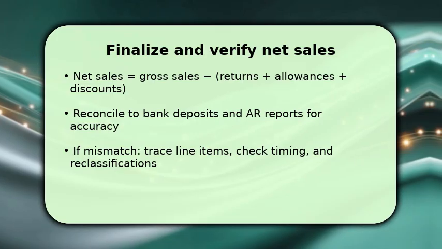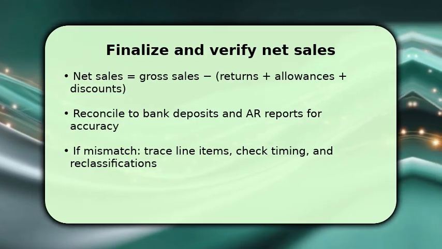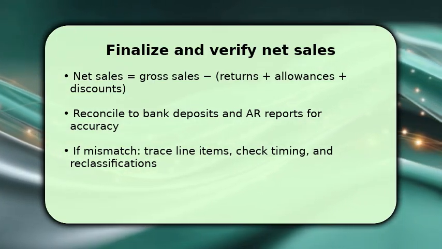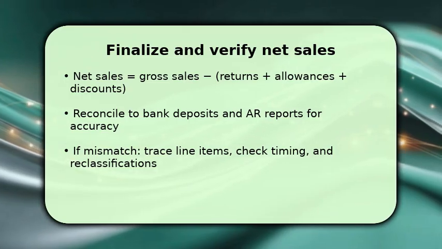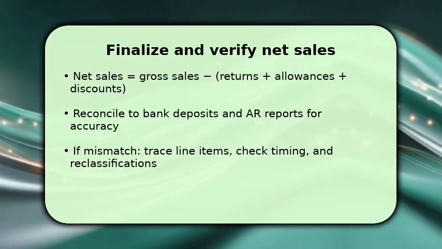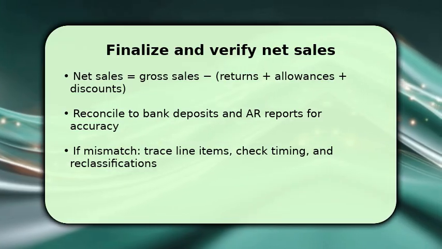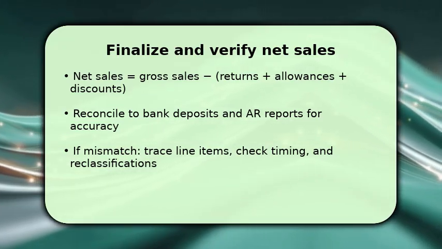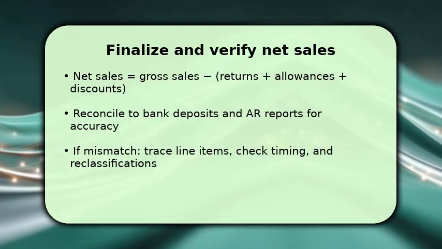Then reconcile net sales to bank deposits and accounts receivable aging to ensure cash and credit entries align. If numbers disagree, trace individual line items, check timing differences like end-of-period sales, and spot misclassified entries. This troubleshooting approach fixes most errors quickly.